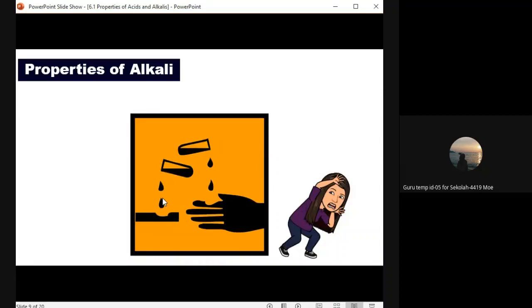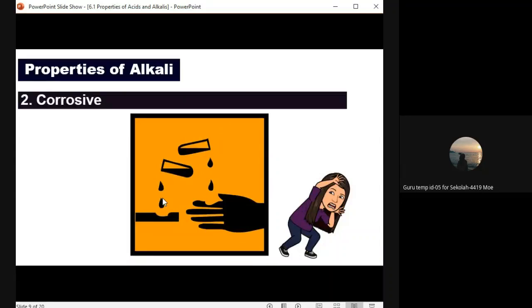Then, just like acid, it is also corrosive. But untuk alkali ni kalau dia punya strength dia low alkali, dia tak korosif sangat. But kalau strong alkali, yes, dia akan korosif.